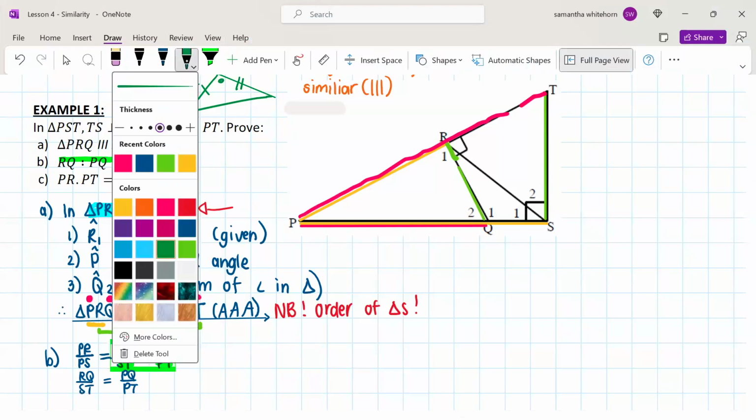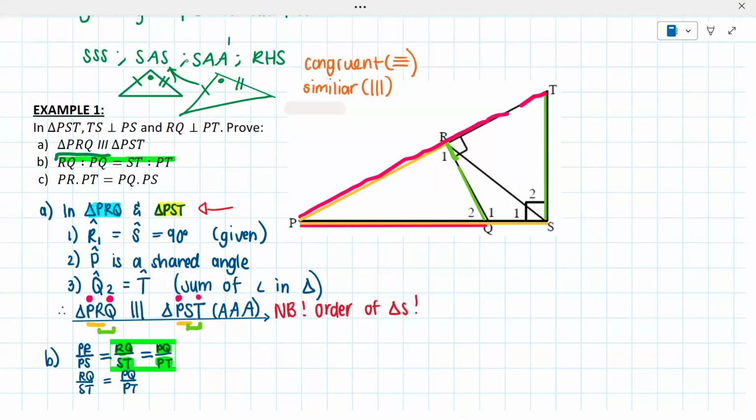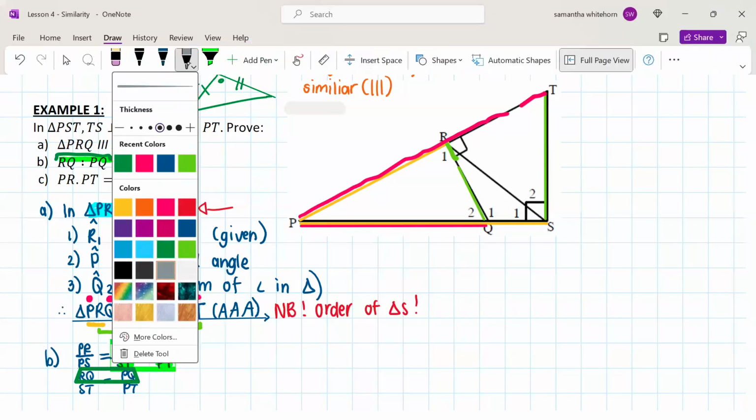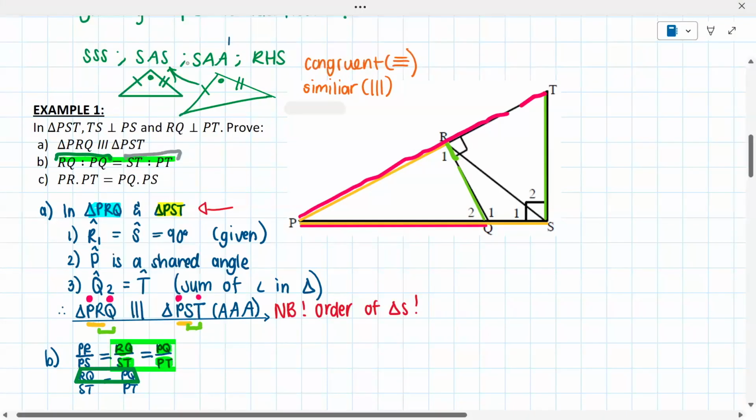The ratio is asking us to compare RQ and PQ. RQ and PQ are my two numerators. Cool, I can compare those. It's also asking me to compare ST and PT. ST and PT are my two denominators.